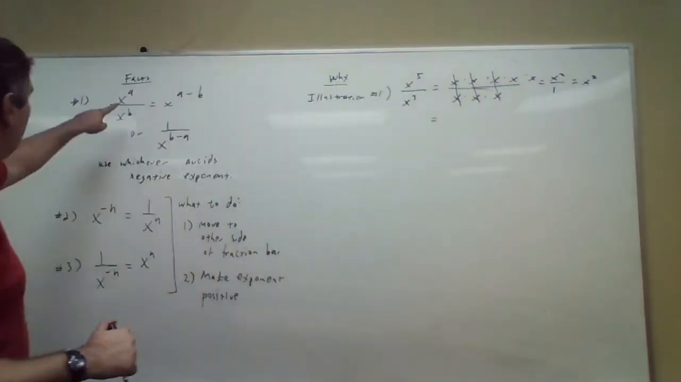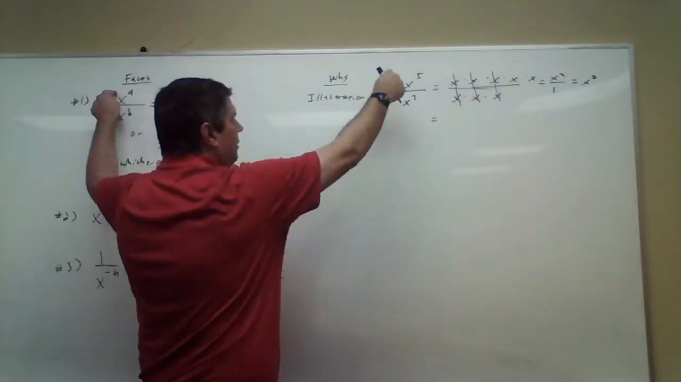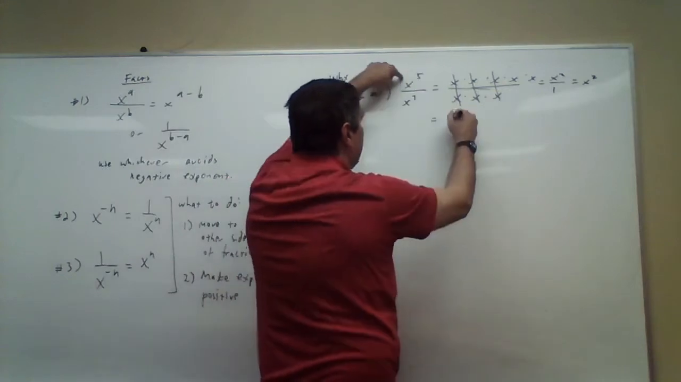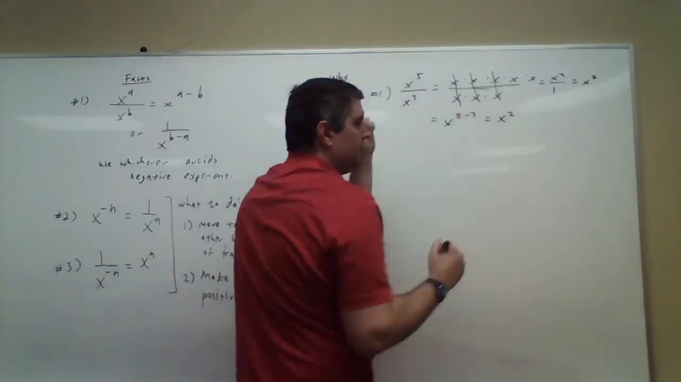Now, what we would have done following this rule, since the degree on the exponent was higher on top, is the subtraction here. X to the 5 minus 3 is x squared.